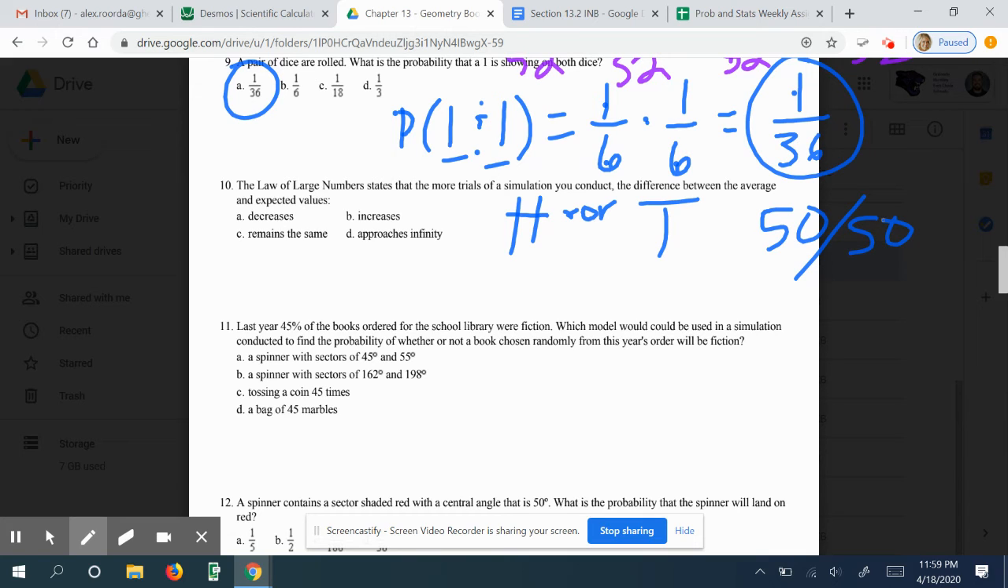But we know the first couple times you flip, it's not always 50-50. You might get more heads, you might get more tails. So as you continue to have more trials of a simulation, the difference between the average and the expected value shrinks. Essentially they are going to end up being the same, they should be in the end.